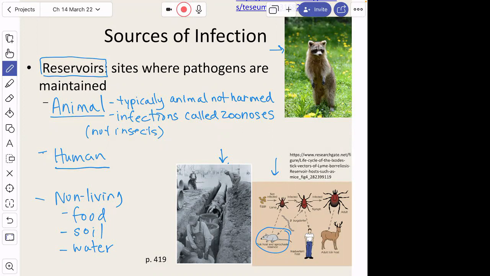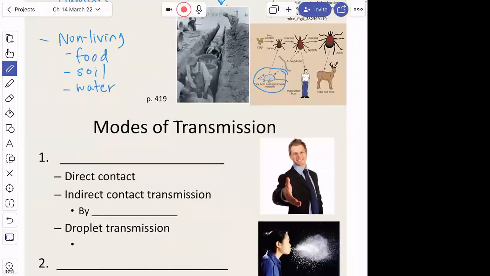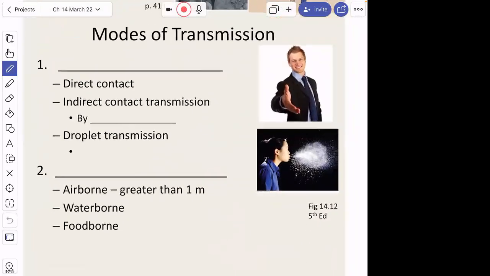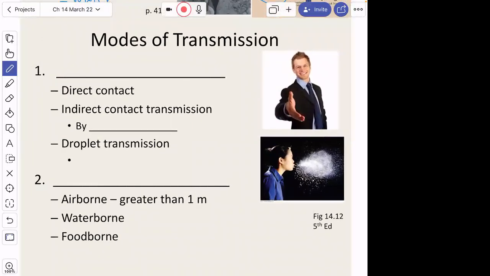All right, so those are our reservoirs. Thinking about then how a pathogen would move from a reservoir to a host, or just from host to host, there are lots of ways we describe the transmission of that pathogen. Contact transmission.